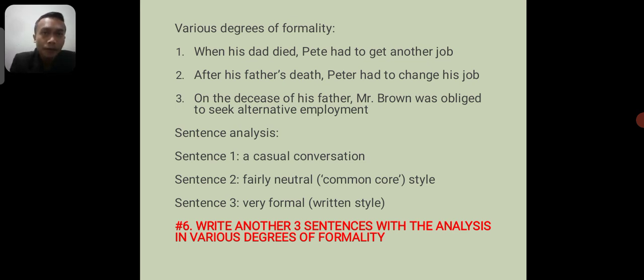And then we have various degrees of formality. The first, when his dad died, Pete had to get another job. The second, after his father's death, Peter had to change his job. Now, the third, on the decease of his father, Mr. Brown was obliged to seek alternative employment. Sentence analysis. Sentence 1, a casual conversation. Sentence 2, fairly neutral or common core style. Sentence 3, very formal or written style.